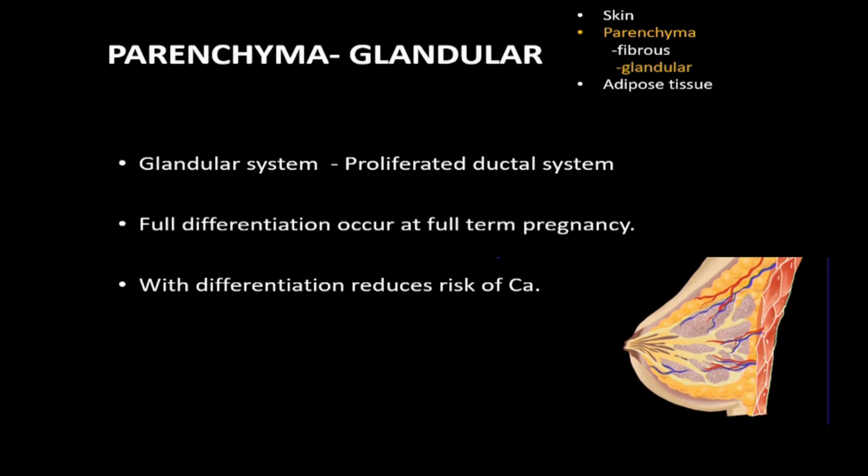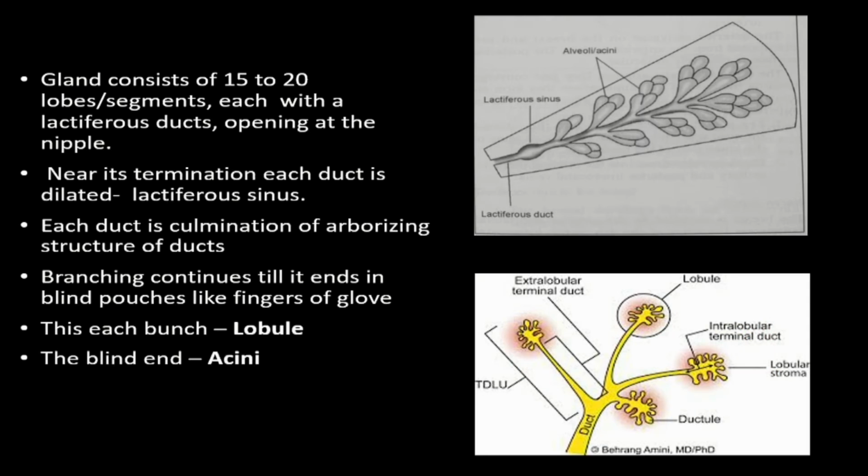So, the glandular parenchyma is a proliferated ductal system, and the full differentiation of this ductal system occurs after the first full term pregnancy, and this differentiation protects women from the risk of carcinoma. So this is a very, very important slide.